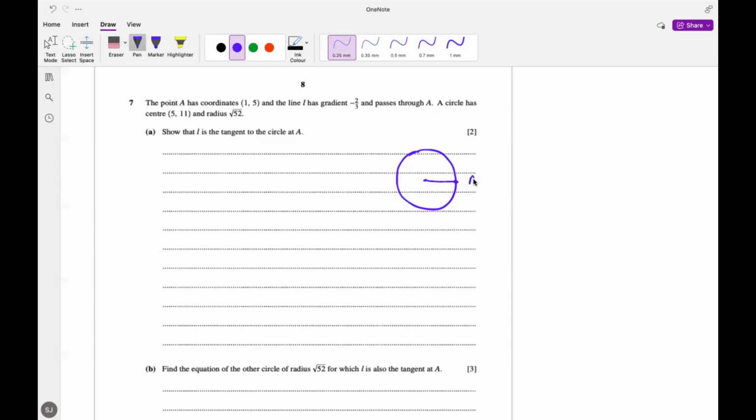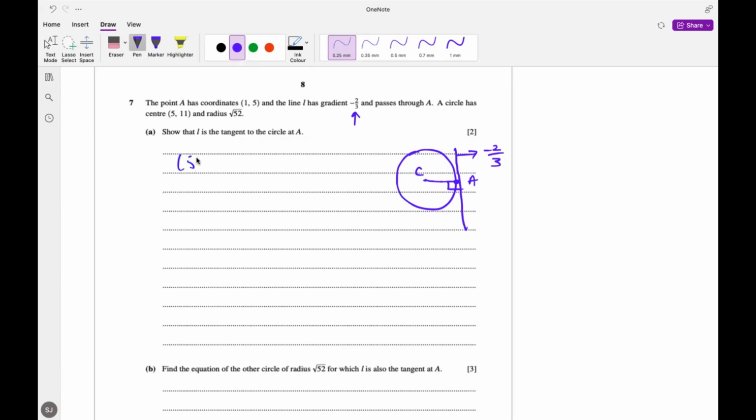which means if we find the gradient of AC, point A and C, it should be the negative reciprocal of the gradient of line L, as this line has a gradient of minus 2 upon 3. So if the gradient of AC is 3 upon 2, it means that line L will be a tangent.